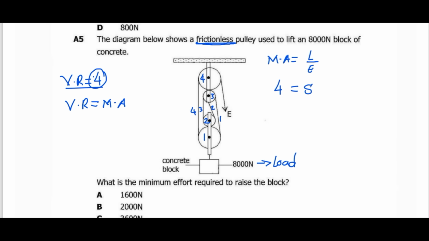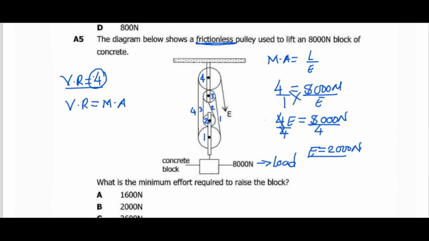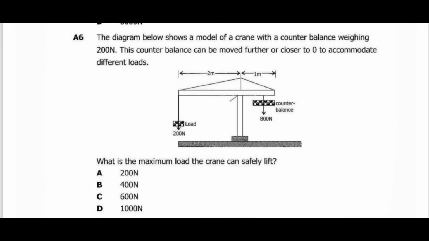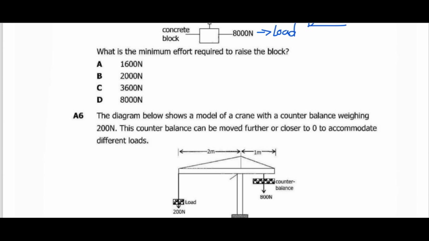Then our load we know is 8,000 newtons. Our point is we want to find the effort. So 4 times E will give us 4E, equals 1 times 8,000. This will give us 8,000. Then you divide by 4, also here by 4. So our effort here will give us 2,000 newtons. So this is our effort. So let's look at the multiple choices. We can see that our answer is B here.